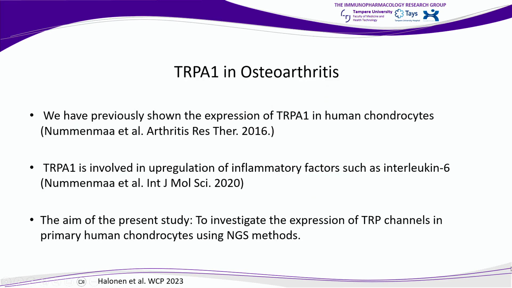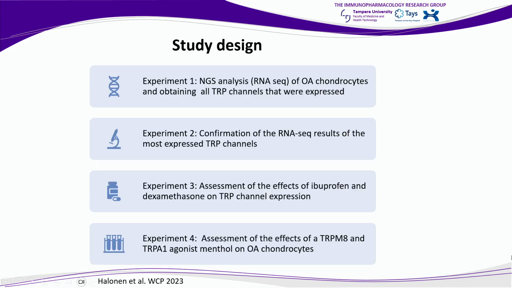And our group has earlier discovered that the TRPA1 channel is functionally expressed in human OA chondrocytes, where it is involved in upregulation of inflammatory factors such as interleukin-6. And this served as our inspiration to investigate the expression of other possible TRP channels that might be present in primary human chondrocytes. And how we did it is, first we ran an RNA-seq analysis on OA chondrocytes and obtained all the TRP channels that were found to be expressed.